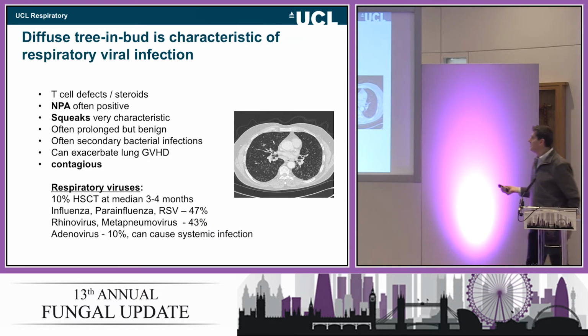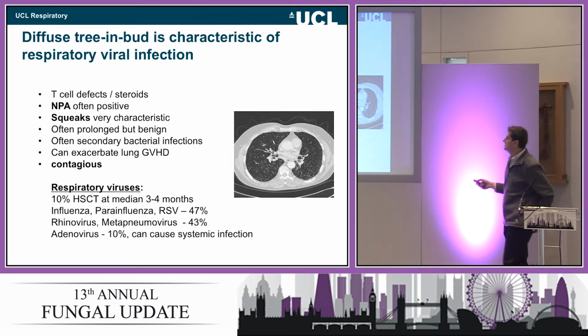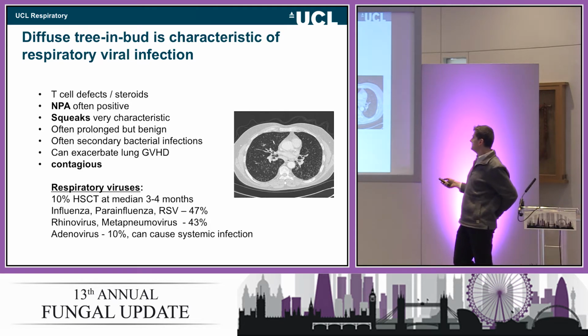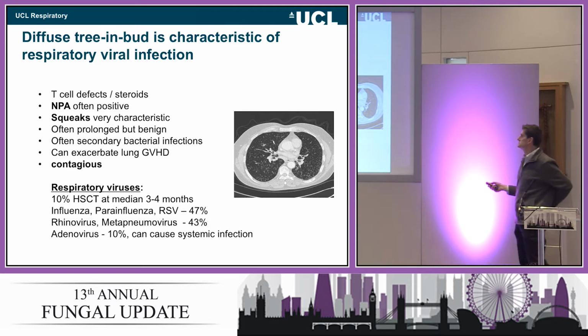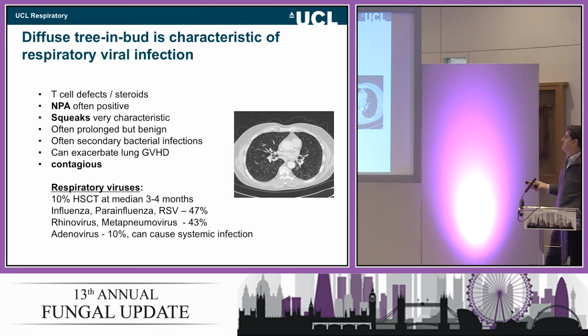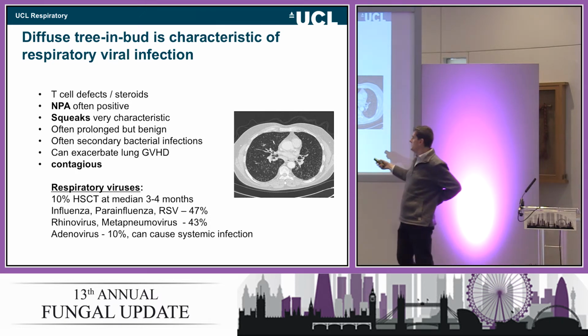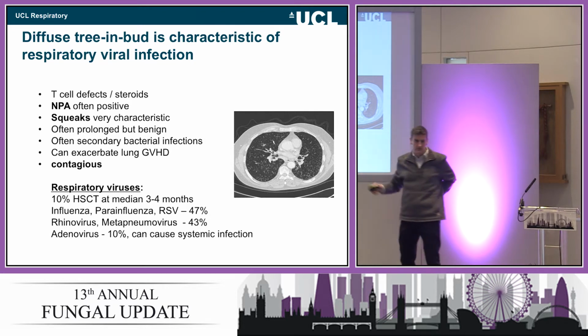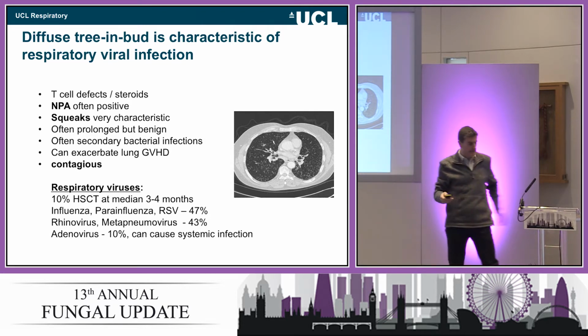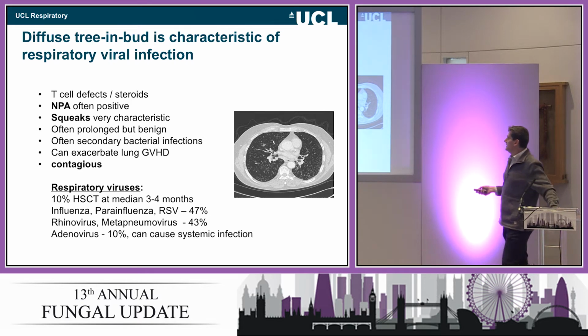Viruses, actually, they're not that uncommon. About 10% of stem cell transplant patients have a respiratory virus infection that brings them into hospital, normally about 3 or 4 months after the transplant. There's a mixture of different viruses. They pretty much present the same way. The only difference is that adenovirus can cause systemic infection and can be very unpleasant indeed. The others are relatively mild. You just sort of dribble on for a period of time with a moderate to mild respiratory illness.